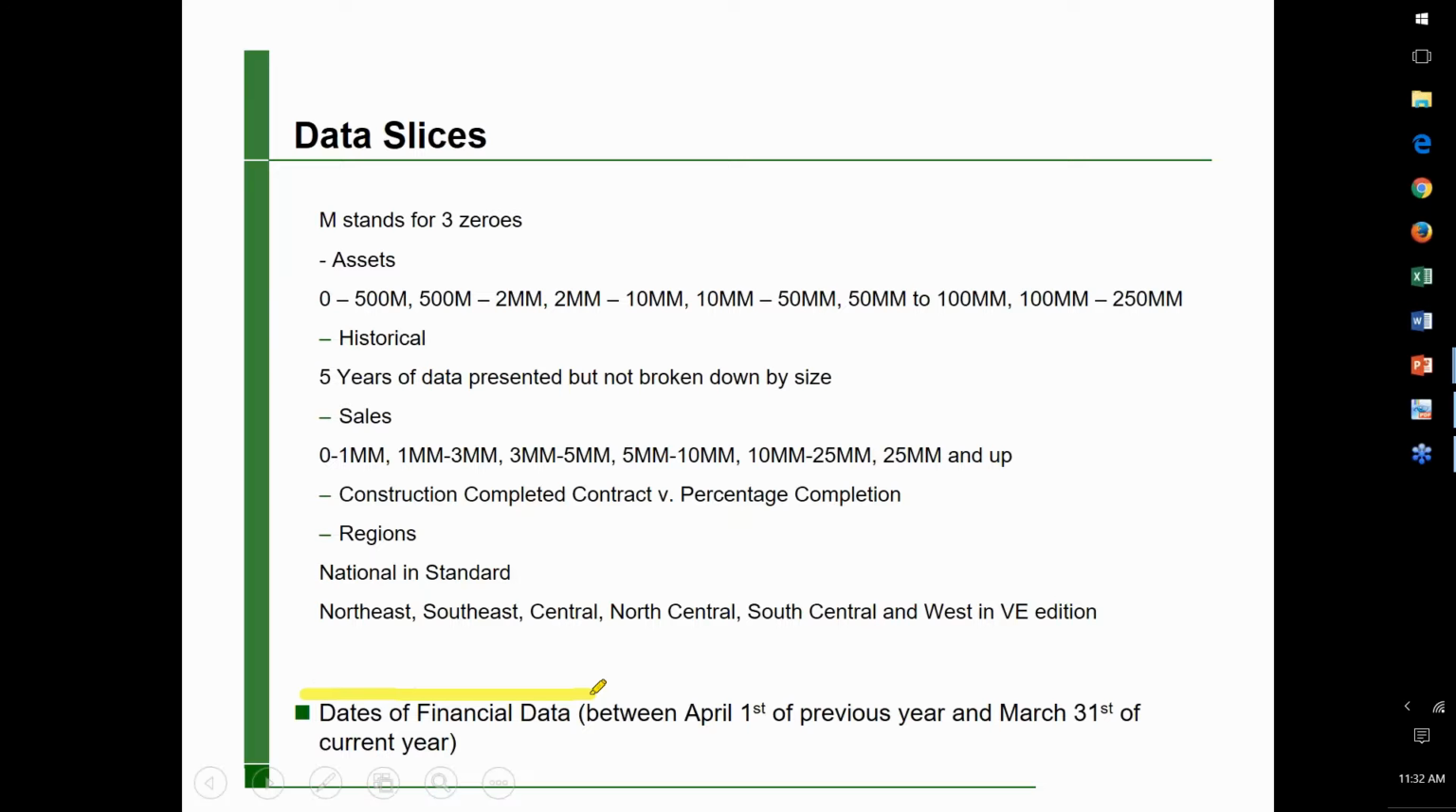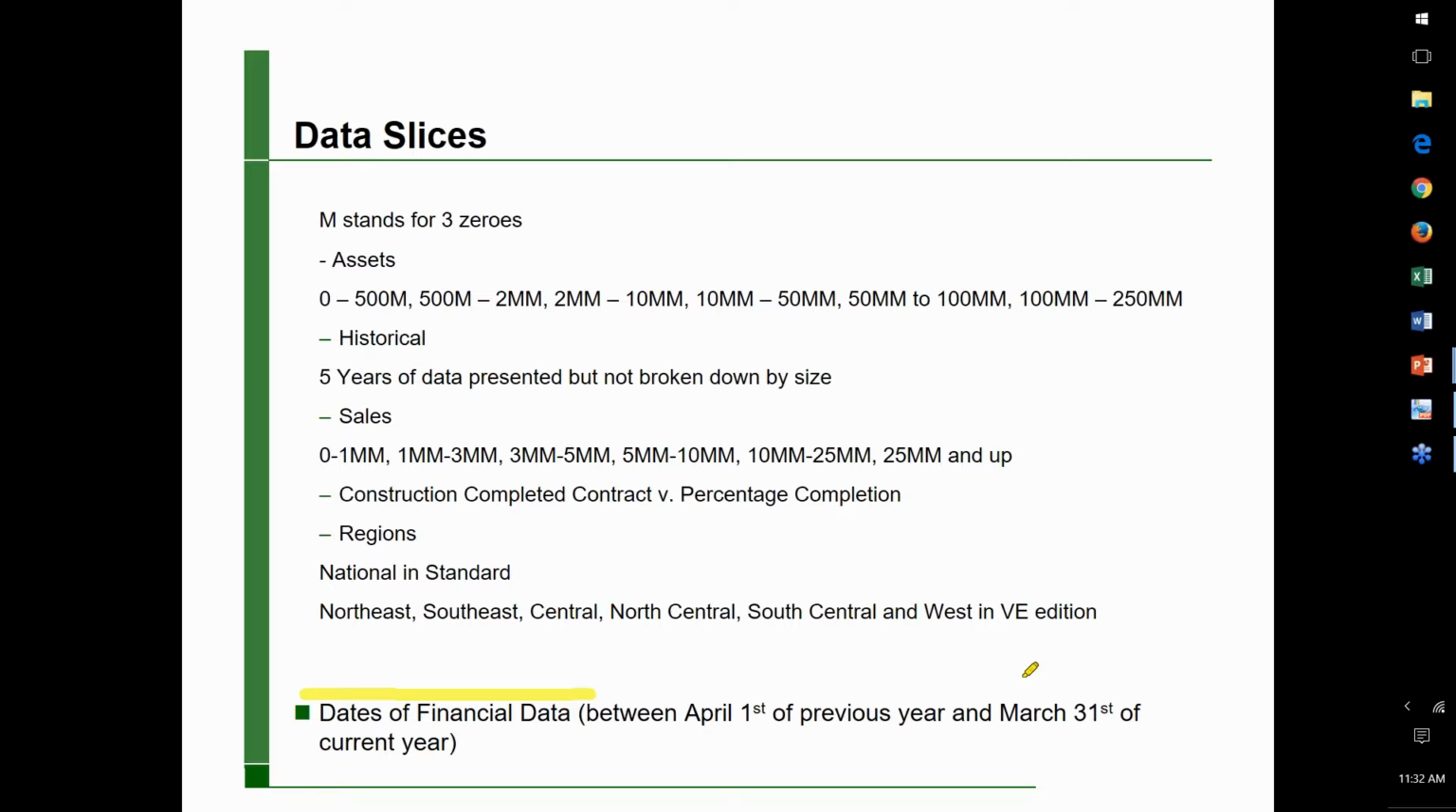So between April 1st and March 31st of the current year, for 12-month periods ending during that time. So if somebody had a June 30th financial statement end date, they would pick up the financial statements in that period. If somebody had a December 31st, 2015 date, it would be in the 2015-2016 book.